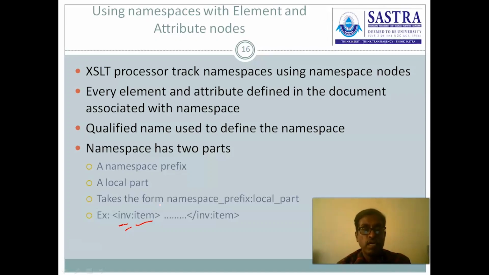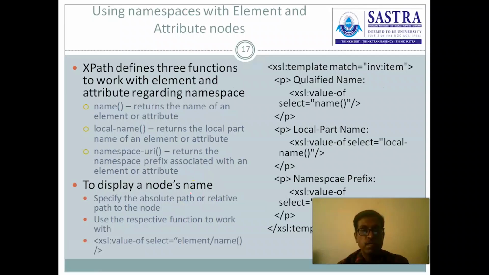And then every element and attribute defined in the document is associated with a namespace, either a language-defined predefined namespace or a user-defined namespace. But we need to use a qualified name for defining the namespace. And a qualified name has two parts: the namespace prefix and the local part. Here is an example: inv colon item.